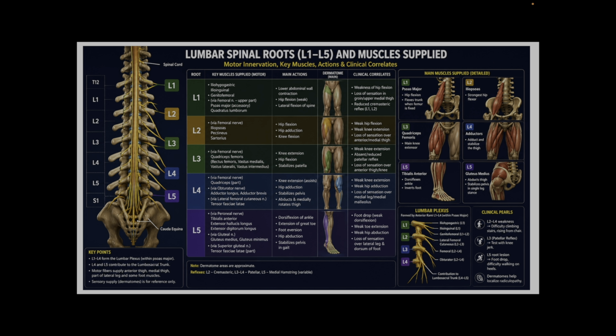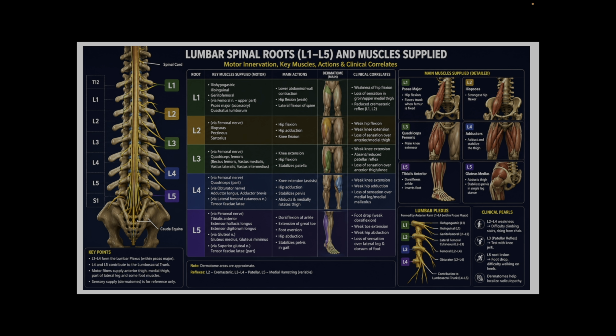L1, psoas major: hip flexion and trunk flexion when the femur is fixed. L2, iliopsoas, strongest hip flexor. L3, quadriceps, extensor of the knee. L4, hip adductors: adduction and stabilization of the thigh. L5, tibialis anterior: ankle dorsiflexion and inversion. And L5, gluteus medius: hip abduction and pelvic stability during single leg stance.